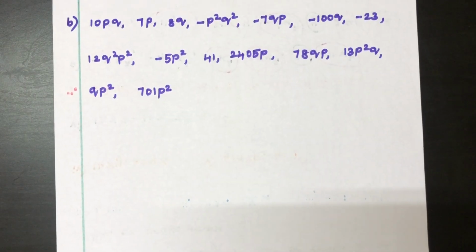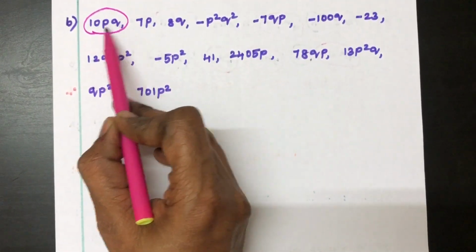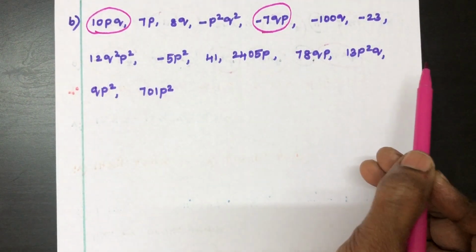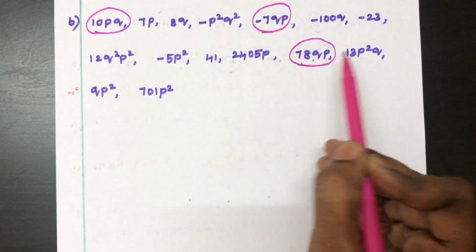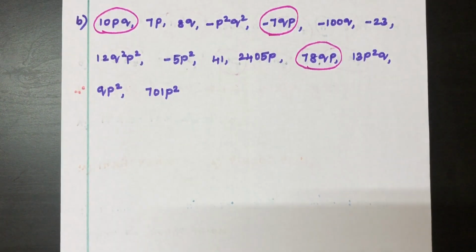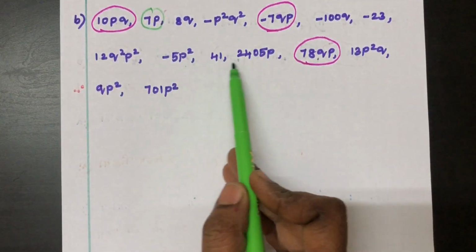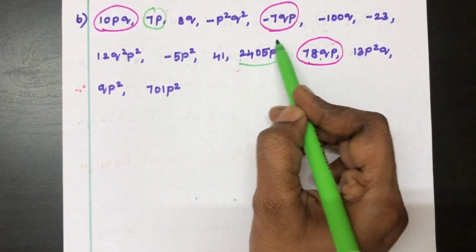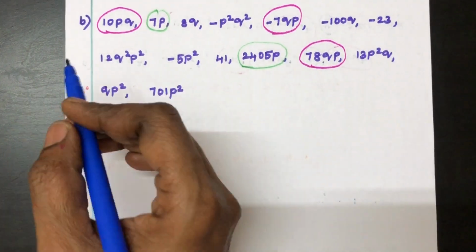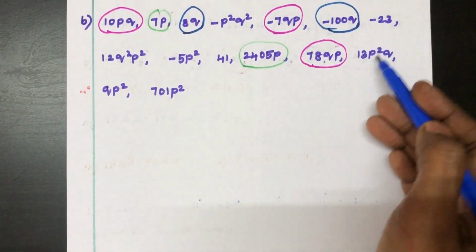Here also we are going to find the like terms. Look for 10pq. Okay. Just concentrate on pq. Is there any pq available? Here also one pq and here another qp. pq or qp, whatever. So 10pq, minus 7qp, 78qp. All are like terms. So look for p terms. Where are the p terms? Here 7p and 2405p. Both are like terms. Look for q. So 8q and minus 100q. So those are like terms, right?